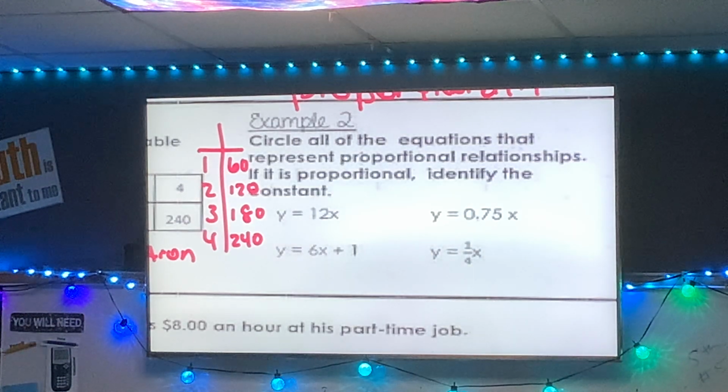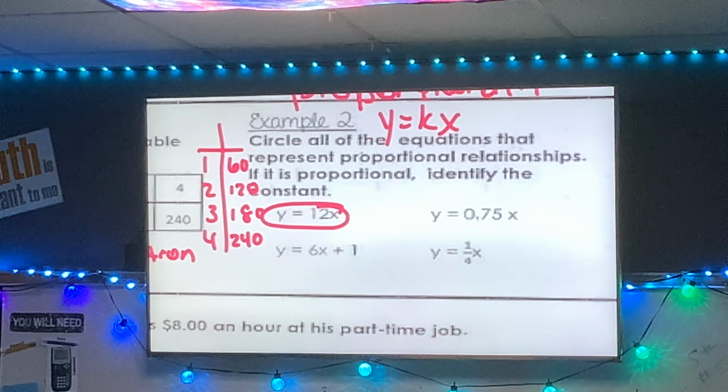Is y equals 12x proportional? Is it written in the form of y equals kx? Yes. Is y equals 6x plus 1 proportional? No, because the y-intercept is not 0. Y equals 0.75x. Yes. And y equals 1/4 x.